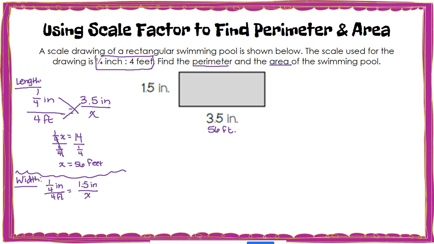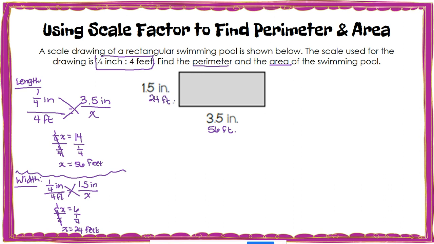or width in feet. I'm going to cross multiply, so 1/4 times x is 1/4 x. 1.5 times 4 is 6. To get x by itself, I'm going to divide by 1/4 on both sides, and these will cancel to leave me with x equals. And when I divide 6 by 1/4, I get 24. This means that the actual width of the pool is 24 feet.